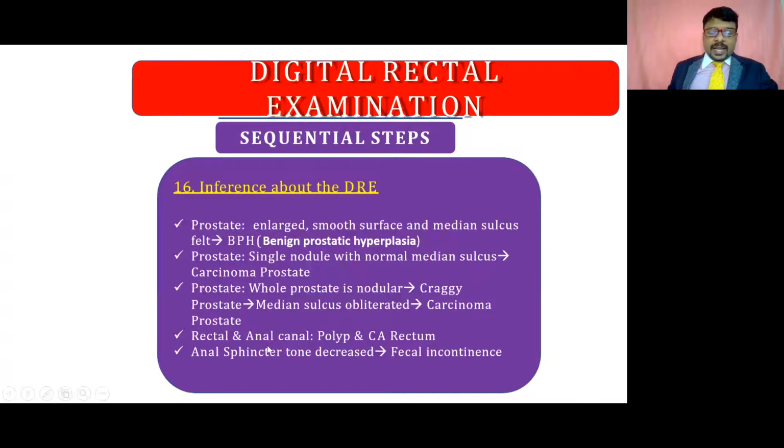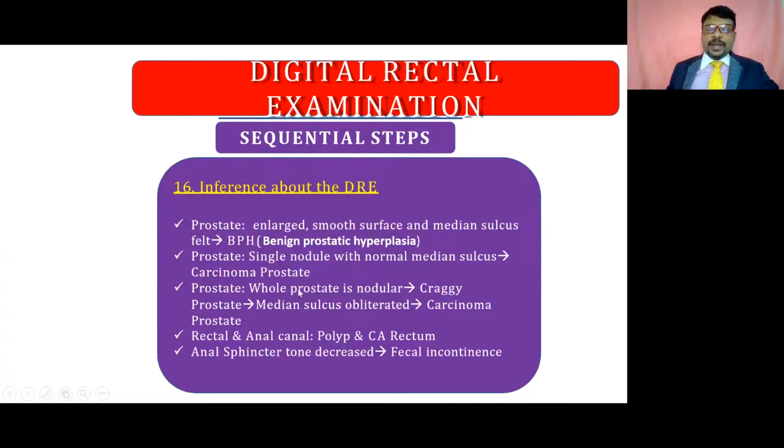And also rectal and anal pathology: polyps, or a cancerous rectum, may be found if they have any polyps. And if the anal sphincter tone is decreased, they may get fecal incontinence. So these are the inferences of the digital rectal examination.